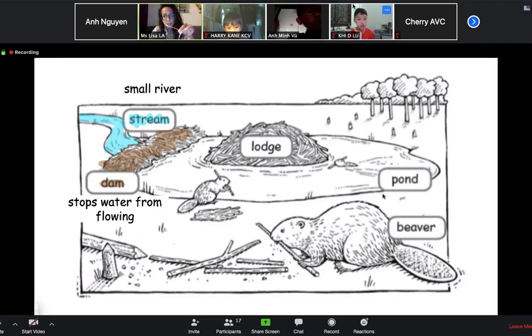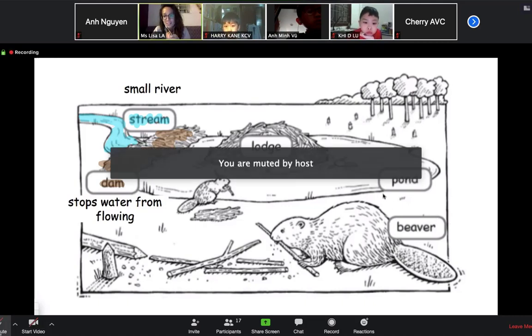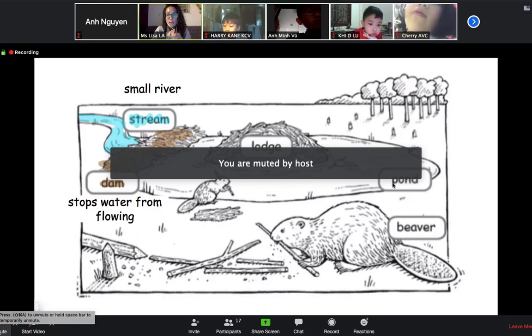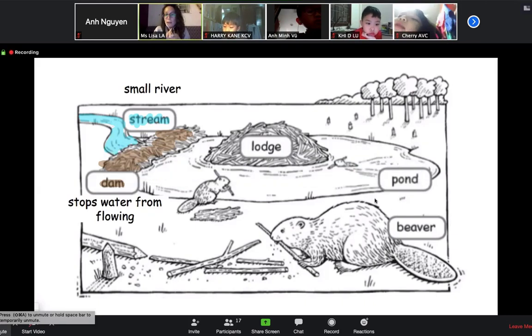Does anyone know it? Lisa, do you know it? Okay. So that is another example of a dam. But that one is man-made, and this one is made by beavers. So a dam is just something that stops water from flowing.